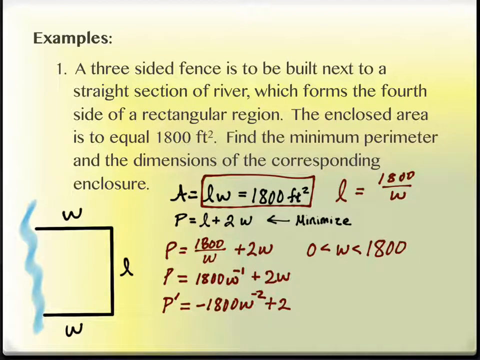So then, let's see. It might be useful to write this back with the w in the denominator as such. So this is the derivative of the perimeter. I'm going to take this equation and go to my next slide because I'm kind of running out of space.